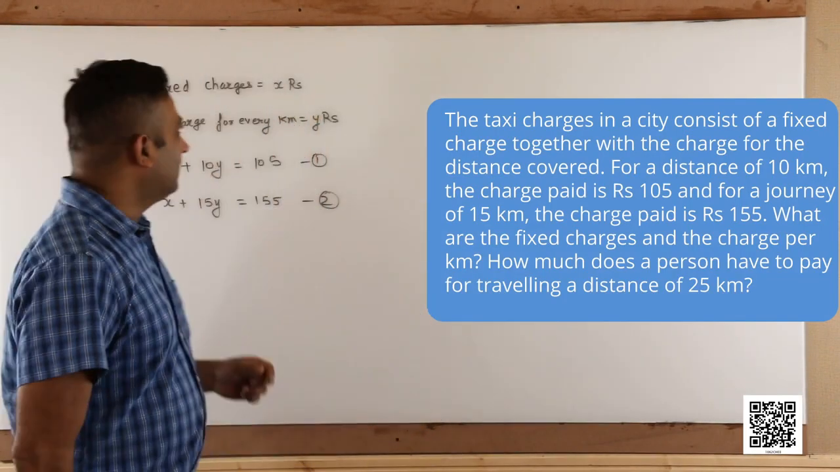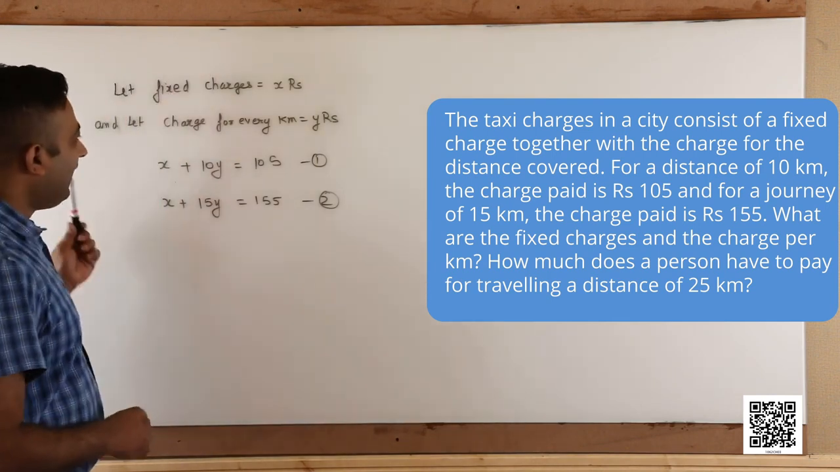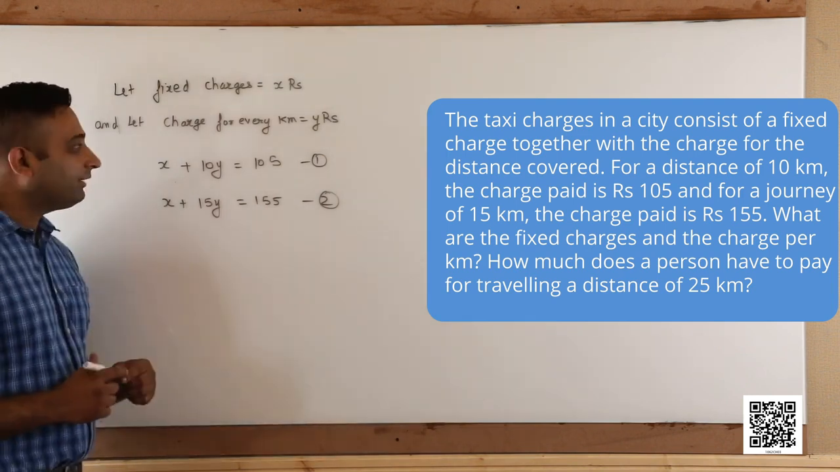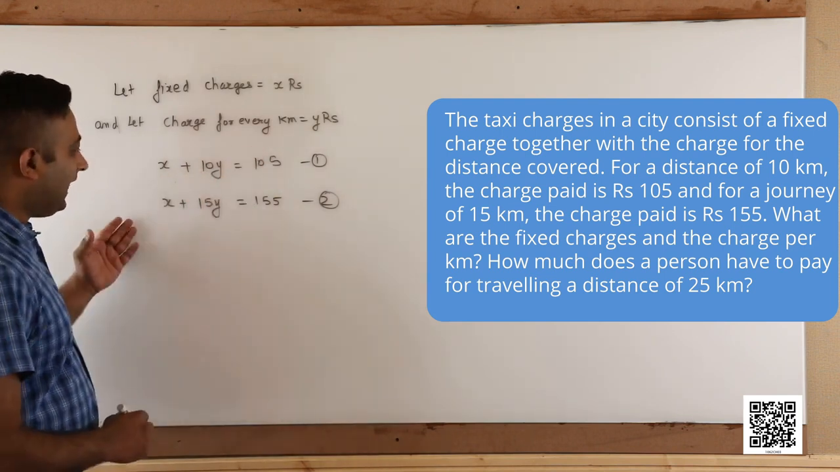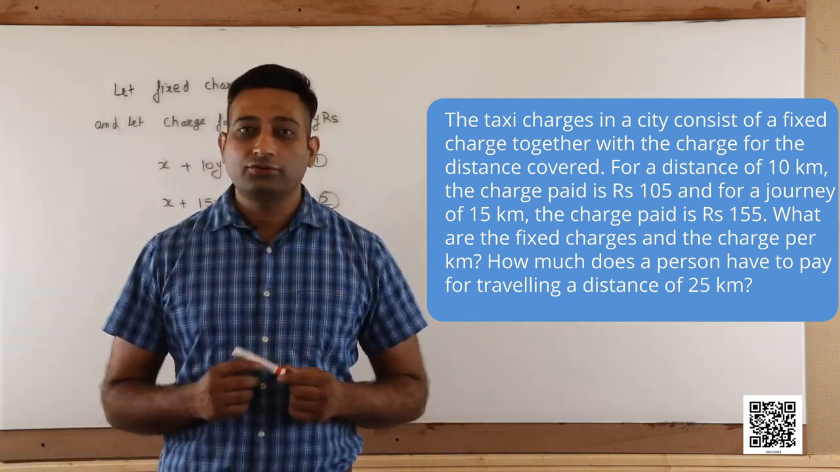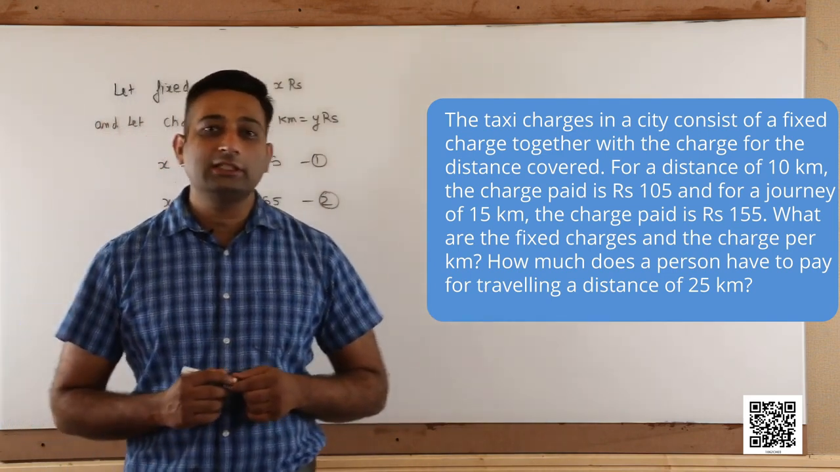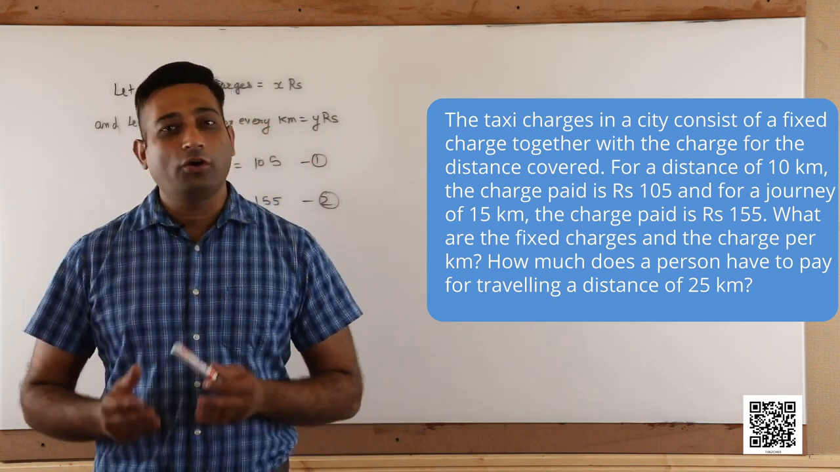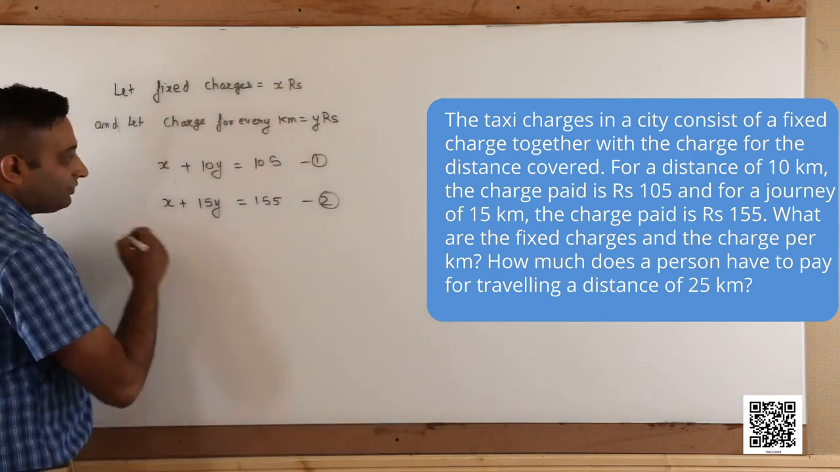Dear students, let us assume that the fixed charge is equal to x rupees and the charge for every kilometer equal to y rupees. According to the given conditions, x plus 10y equals to 105 and x plus 15y equal to 155. Now we can solve this pair of linear equations in two variables by any of the methods we have discussed earlier, that is by elimination method or substitution method or cross multiplication method. Let us solve this by substitution method.